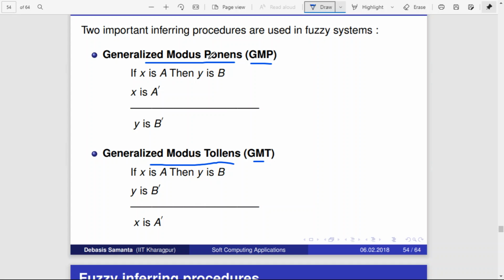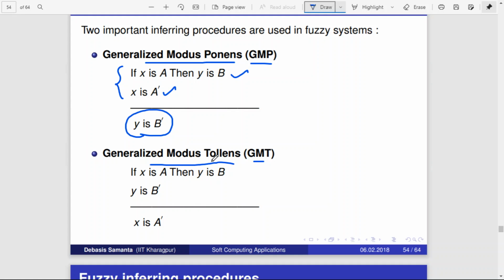The rule Generalized Modus Ponens says, given this statement, if x is A then y is B, and also if you know that x is A dash, then you can infer y is B dash. This is called modus ponens. Given if x is A then y is B, and if it is known that x is A dash, then from this we can infer that y is B dash.